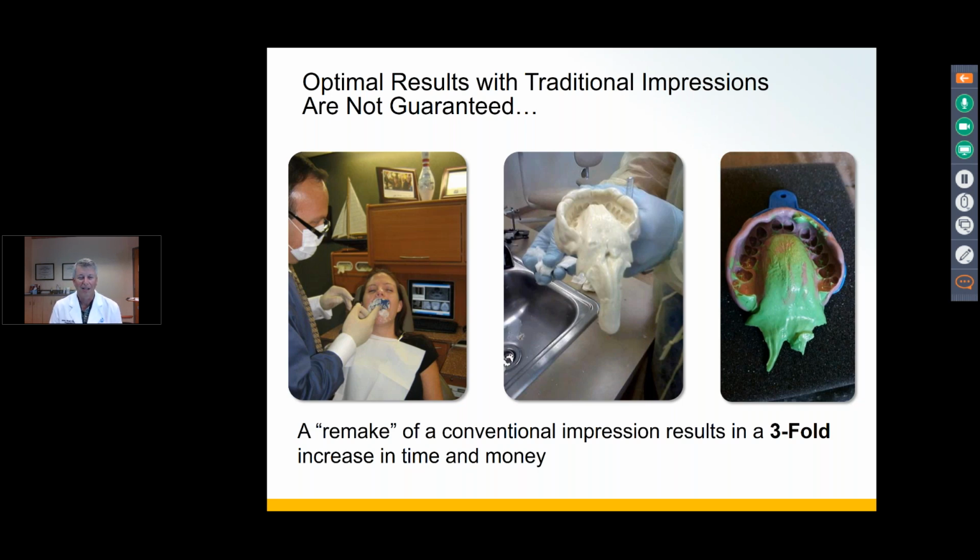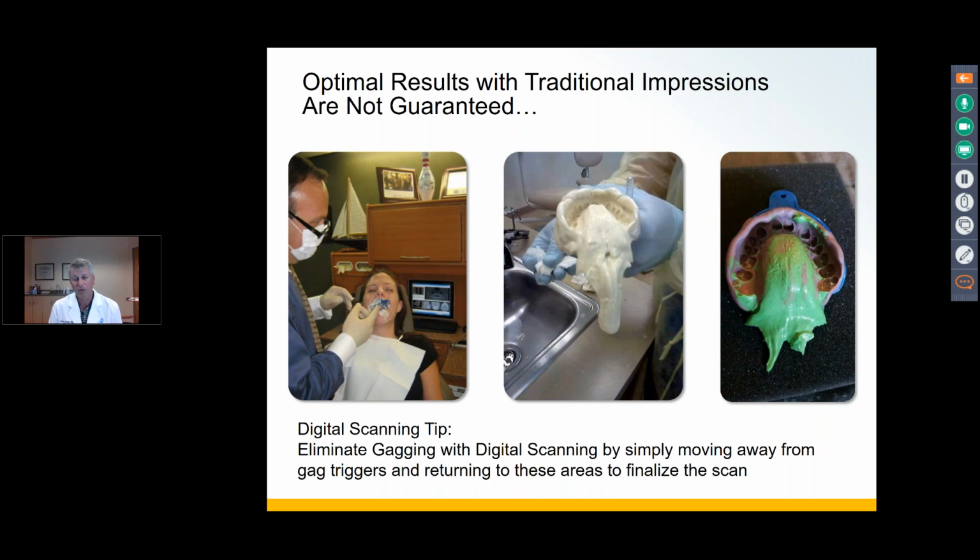Most people think. One digital scanning tip to eliminate gagging: with digital scanning, you can just move simply away from the gag trigger and return to these areas to finalize the scan. So it's easy to drop the scanner in, of course, remove it, and you're not held to the 30 seconds to a minute that it takes for the alginate or PVS to set.